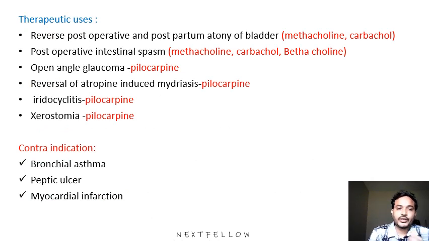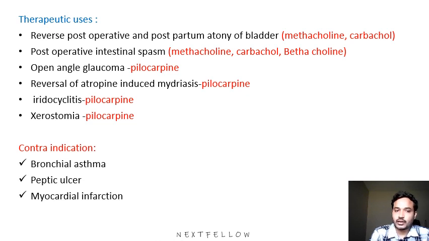Next, what are the therapeutic uses of cholinomimetic drugs? These drugs are useful in reversing post-operative and postpartum atony of the bladder. The helpful drugs here are methacholine and carbachol. Similarly, they are useful in post-operative intestinal spasm, in glaucoma, and in reversal of atropine-induced mydriasis.